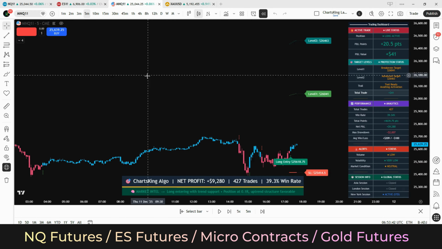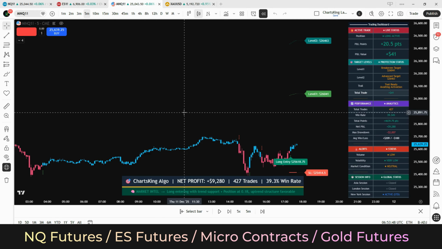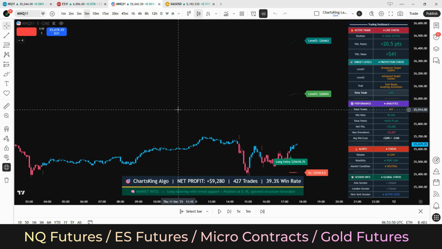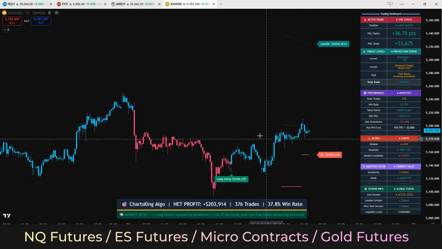So, thirdly, micros. For those of you just starting out or managing risk tighter, it's the same signal, smaller size, perfect entry point, and perfect for traders who are just starting out. And obviously, the gold. It's a completely different asset, completely different behavior, and the algo adapts. That's what makes it different.